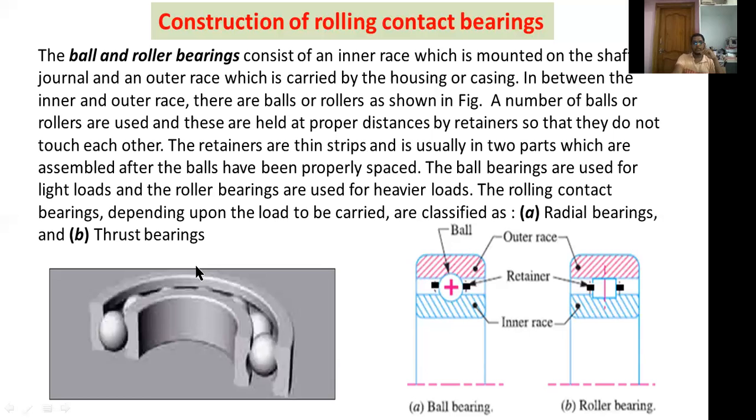Okay. Now this is the cross-sectional shape of a ball bearing. This is a half-sectional view. Here this is the hole for the shaft. This one is called the inner race, and this one is called the outer race. Here you can observe small grooves. Small grooves are there, used for holding the balls.